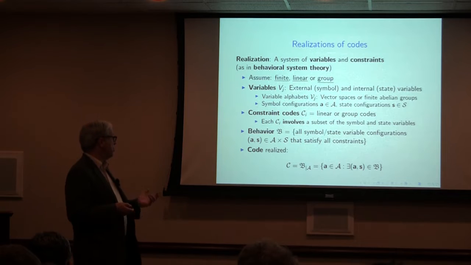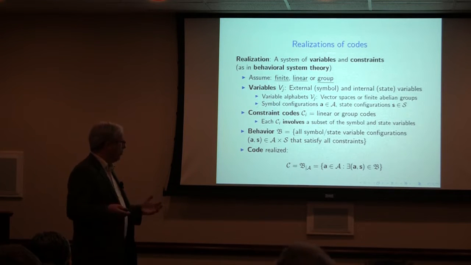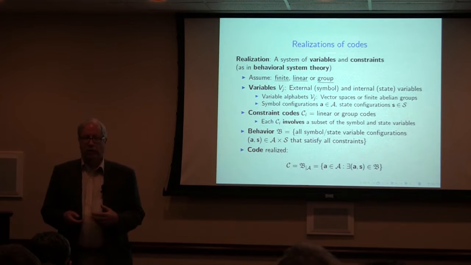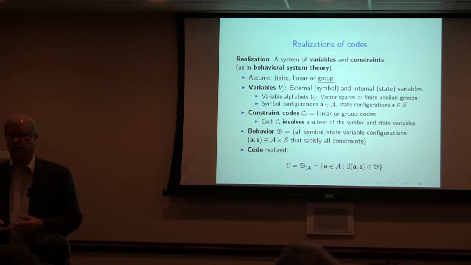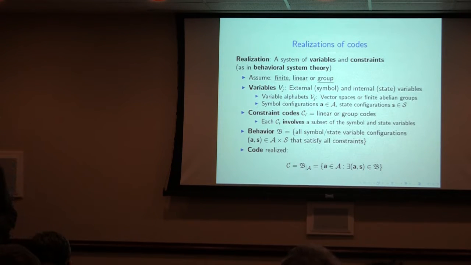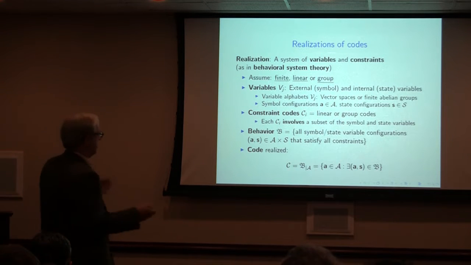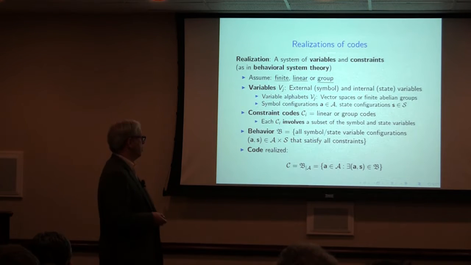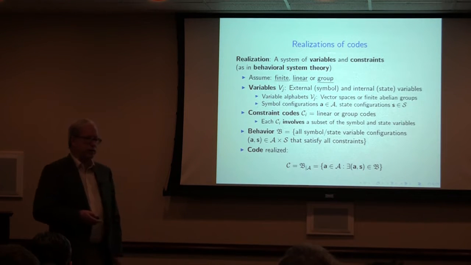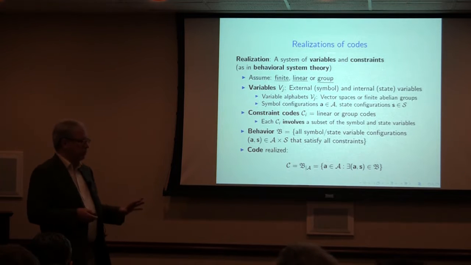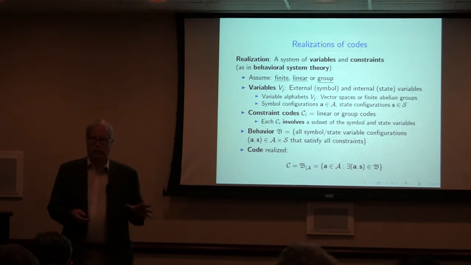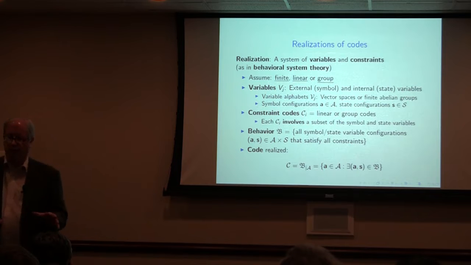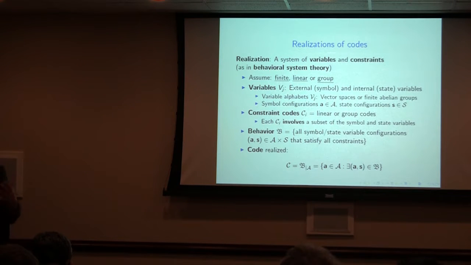From a realization point of view, the overall behavior of the system is the set of all configurations of state and symbol variables that satisfy all the constraints. Once we've defined our constraints, this defines some subset of the set of all possible configurations that is valid. And that's our behavior. The code that's realized is just the projection of this onto the external variables, onto the symbol variables. So it's the set of symbol variables that occur in some valid state symbol combination.